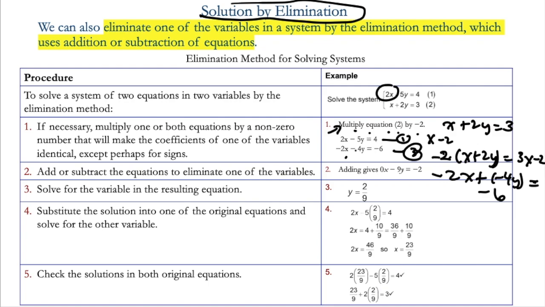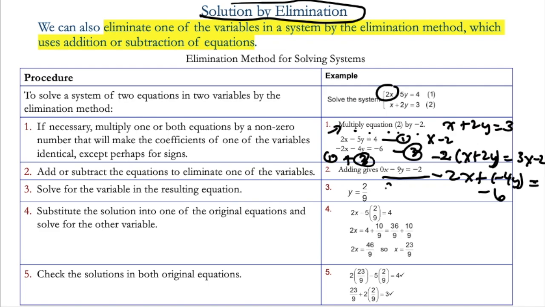So here the next step is equation 1 plus equation 3 gives you this answer. Okay, because 2x plus minus 2x becomes 0x, minus 5y plus minus 4y becomes minus 9y, 4 plus minus 6 becomes minus 2. Now here then we can solve further.